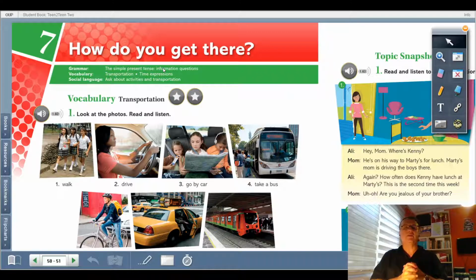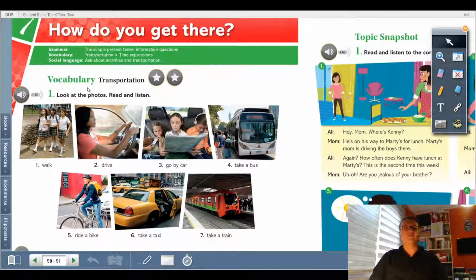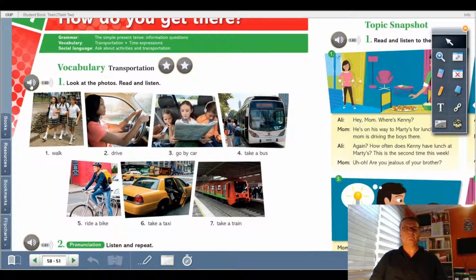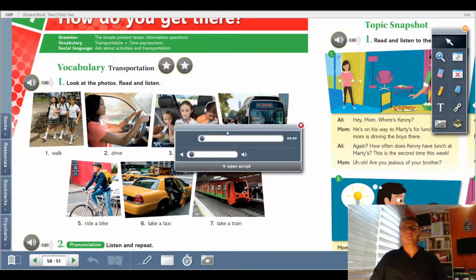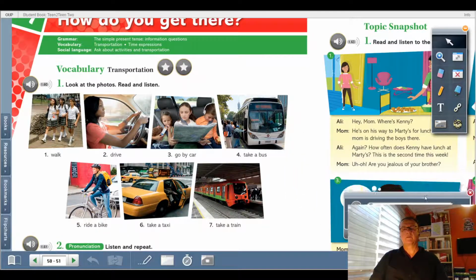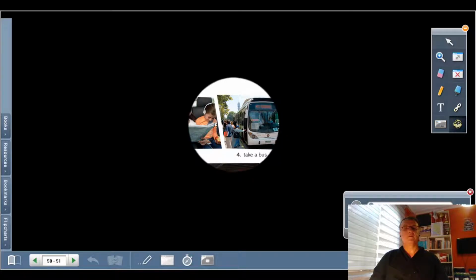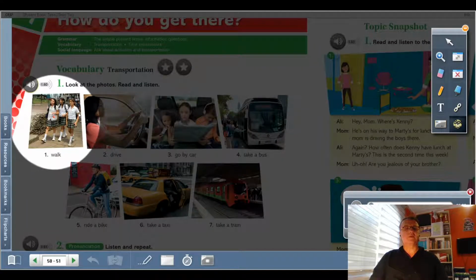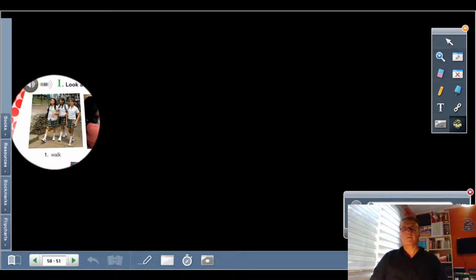Ask about activities and transportation. You are going to learn how to ask questions about transportation and the activities. Okay, let's start with the vocabulary transportation. Now, look at the photos, read and listen. If you are ready, let's start listening.